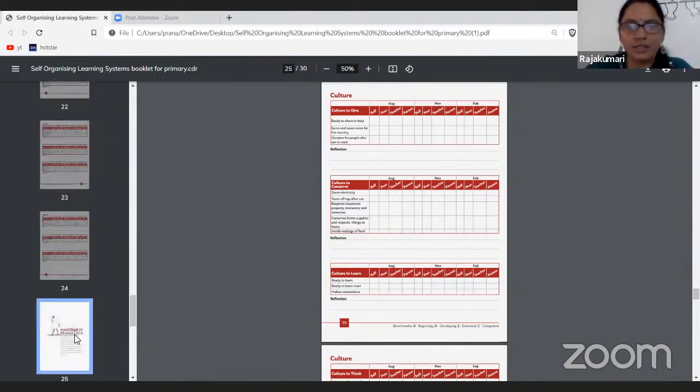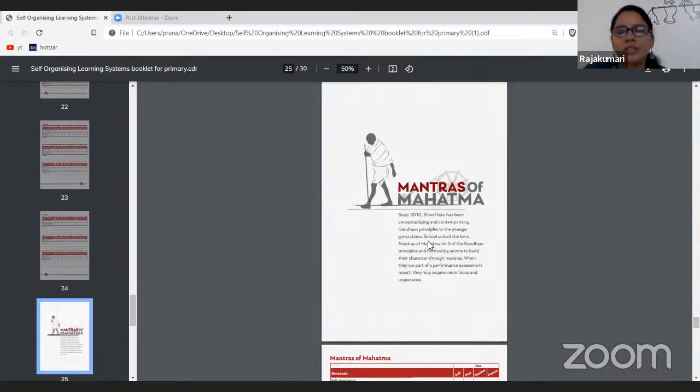And then coming to mantras. Mantras will be done only in October. Okay. Since 2010, Silver Oaks has been contextualizing and contemporizing Gandhian principles, right? To the younger generations. The school coined the term mantras of Mahatmas for 5 of the Gandhian principles and motivating icons to build their character through mantras. When they are part of the performance assessment report, they may acquire more focus and importance.